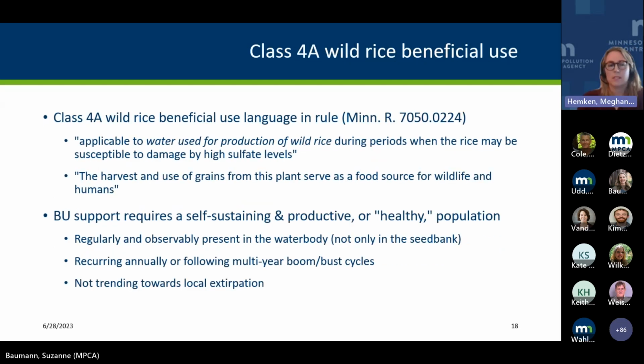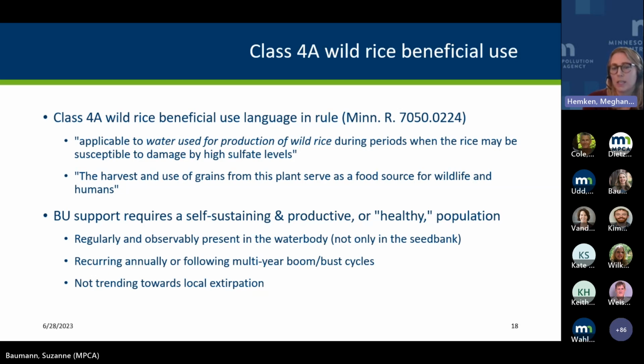So the first goal, as I said, was to define what the beneficial use is and how an applicant could demonstrate the use will be protected. So we pulled out our rule language, which we have here in quotations. The use is when the sulfate standard is applied to a water body that has produced substantial wild rice or any wild rice, and so it is applicable to waters used for the production of wild rice during periods when the rice may be susceptible to damage by high sulfate levels.